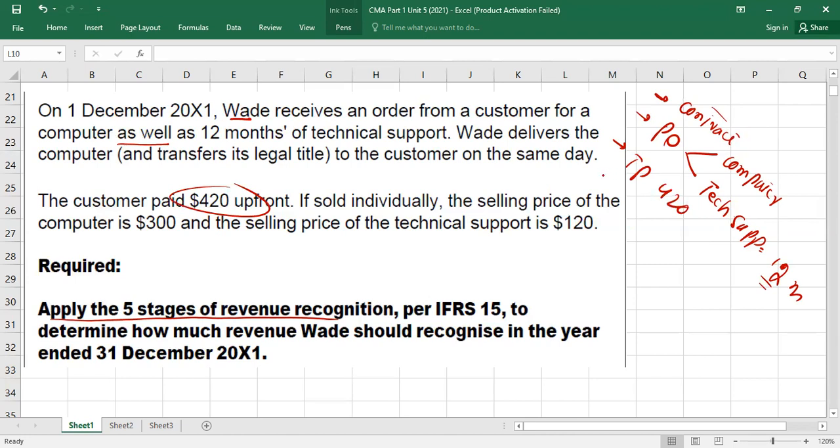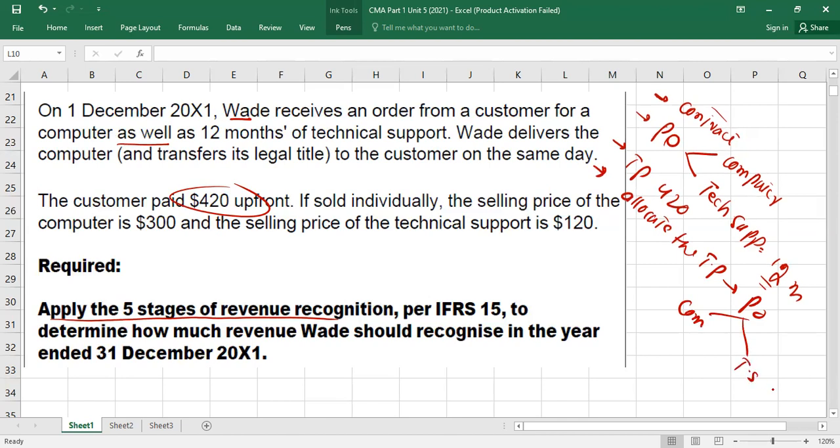Right? And step number 4 is what? Allocate the transaction price. Transaction price to whom? To the performance obligations. How many performance obligations are there? 2. One is what? Computer. Second is what? Technical support.